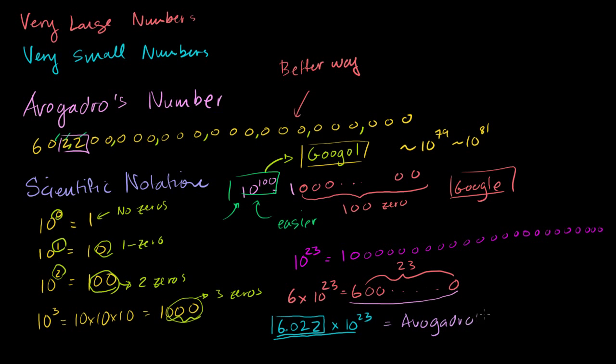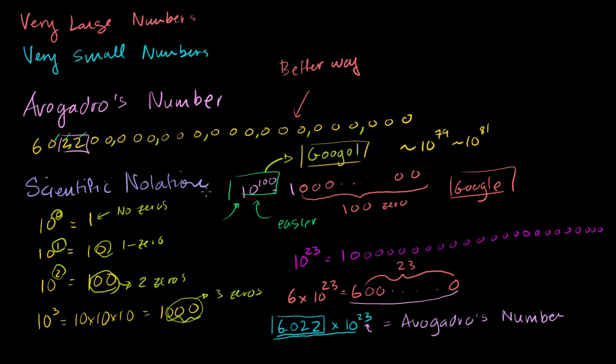Avogadro's number. Although this looks a little unintuitive at first, it was just a number written out. This has a multiplication and then a 10 to a power. You might say, hey, that's not so simple. But it really is, because you immediately know how many zeros there are. And it's obviously a much shorter way to write this number.